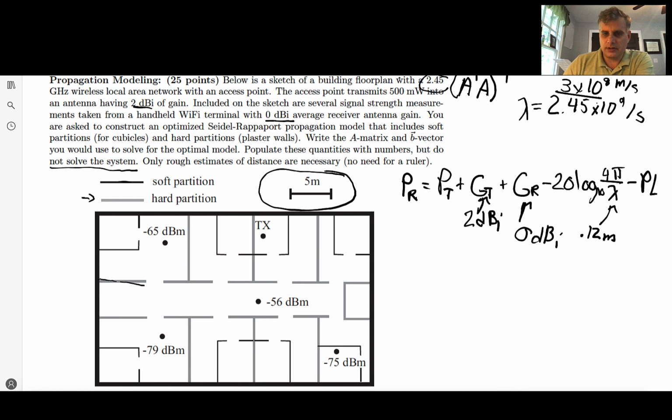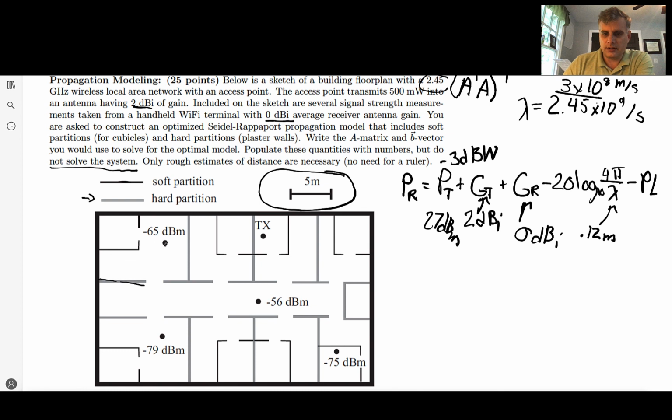And what is the transmit power? 50 milliwatts, also known as negative 3 dBWs, if you take 10 log base 10 of the value in watts. So that's minus 3 dBWs, or 27 dBms, if we convert that to decibel milliwatts. You just have to add 30 if you're going from dBWs to dBms.